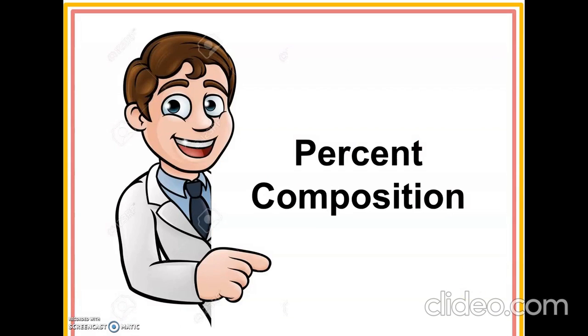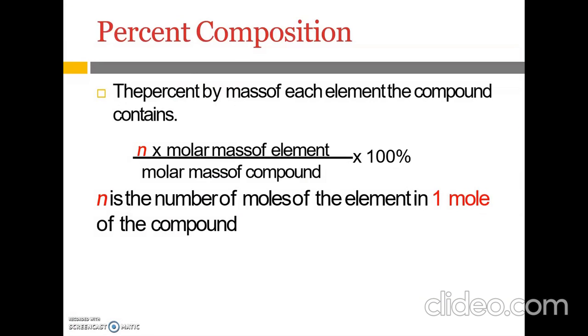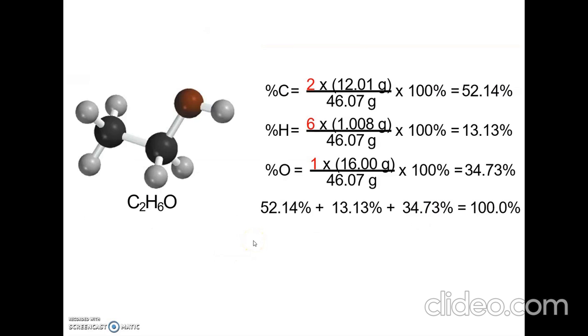Okay. Next is percent composition. So percent composition is the percent by mass of each element the compound contains. So nak cari percent composition, N times molar mass of element divided by molar mass of compound times 100%. So N is the number of mole of the element in one mole of the compound. So contohnya macam this compound ada C2H6O. So untuk cari percent composition of carbon, carbon ada dua atom dalam satu compound ini. So 2 times molar mass dia 12.01 divided by 46.07.